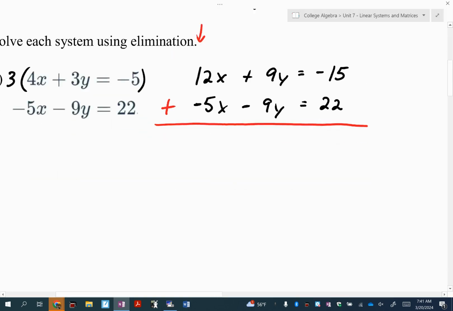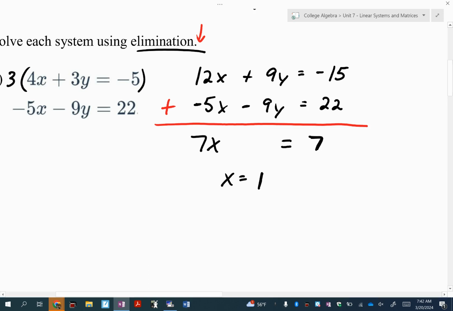Okay, so what is 12x plus negative 5x? 7x. Now we know what's going to happen to my y's. They're going to make 0, right? I am eliminating it. That's the whole point of this. So equals, what's negative 15 plus 22? Positive 7, right? Remember they're opposite signs, so you subtract them, keep the sign of the bigger one. So x equals 1. What up, Miriam?